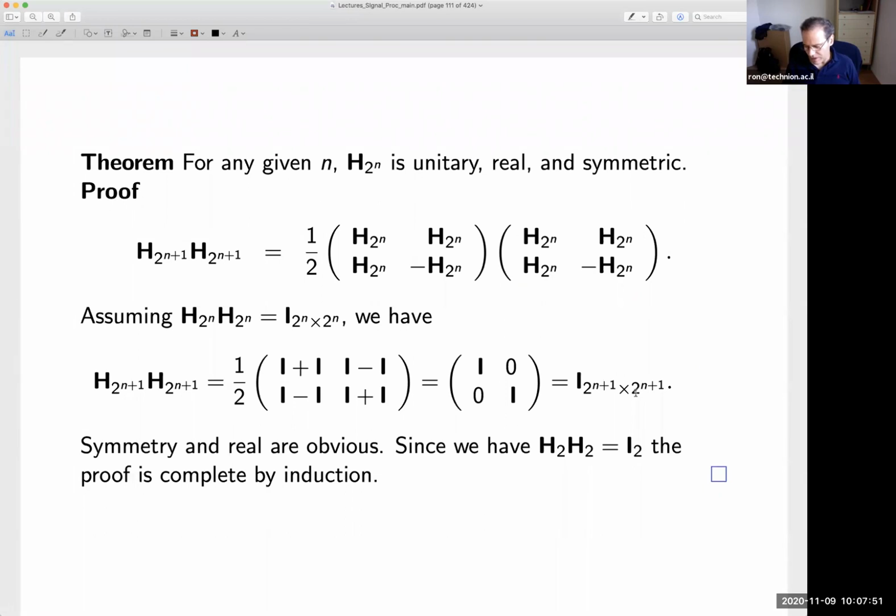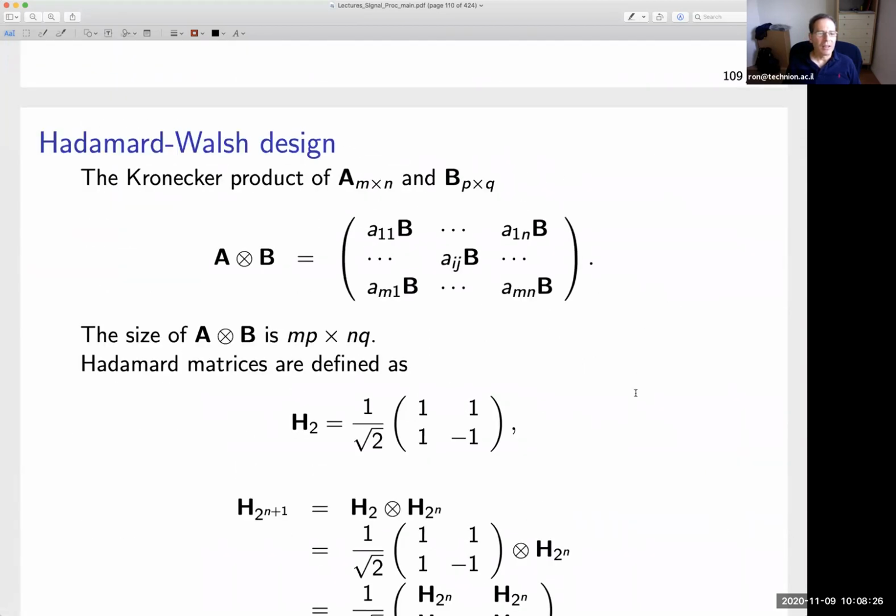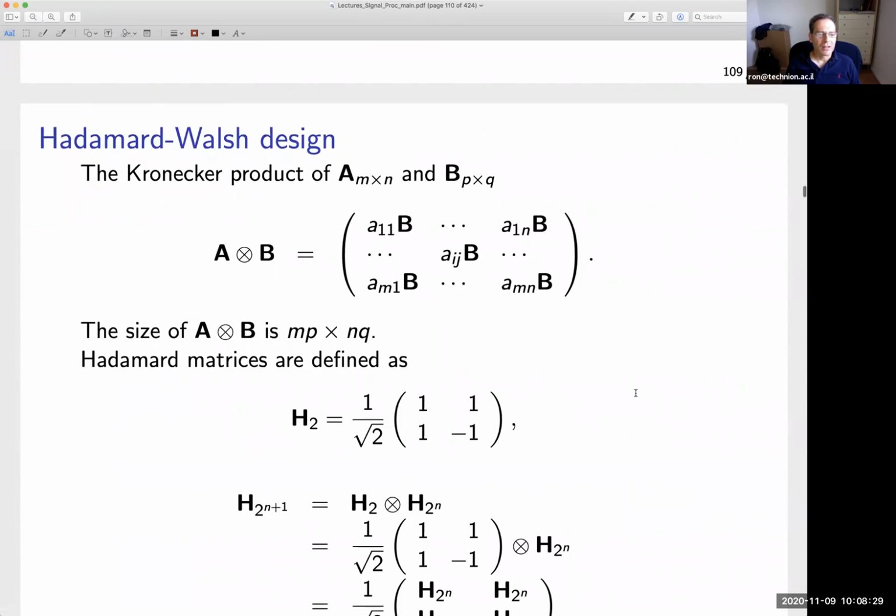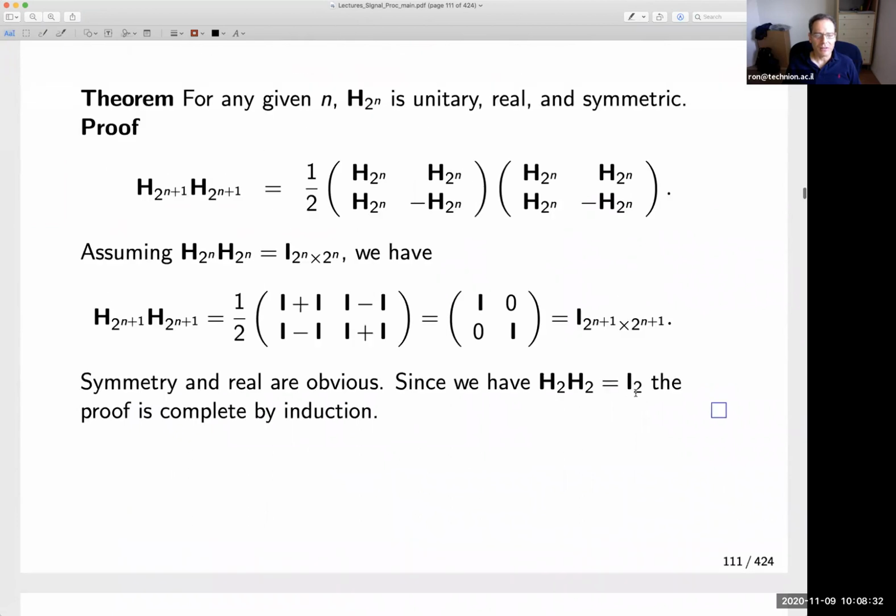So what I proved is that this is indeed the identity matrix, because what I have here is 2 times I and 2 times I divided by 2, and eventually this is what I would be getting. So it is symmetric and real, and since we have the starting point by which multiplication of the two smallest Hadamard matrices is equal to identity, then the proof is complete, by induction. So any Hadamard matrix is a unitary matrix.